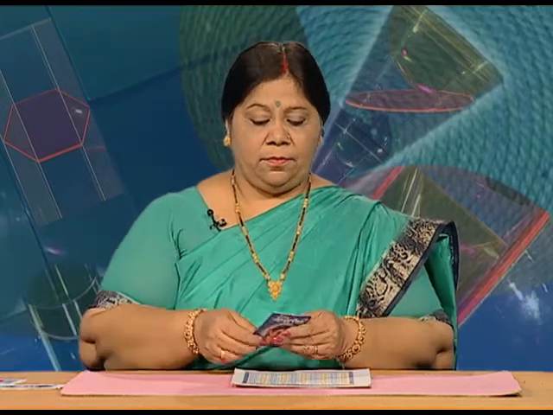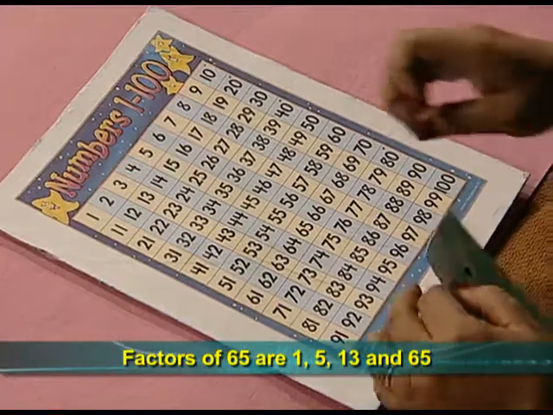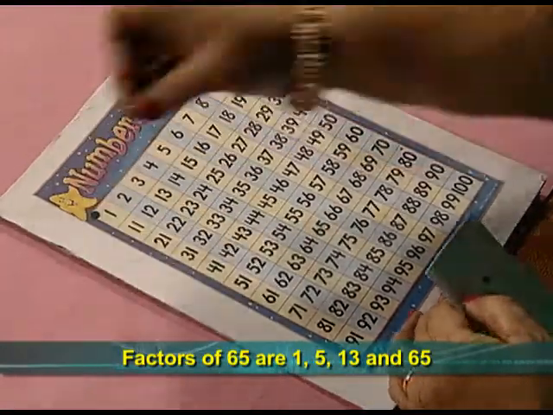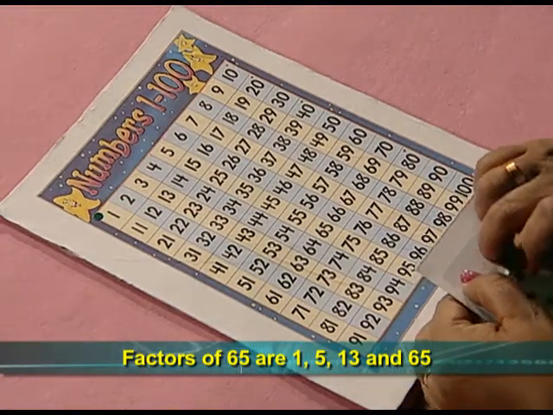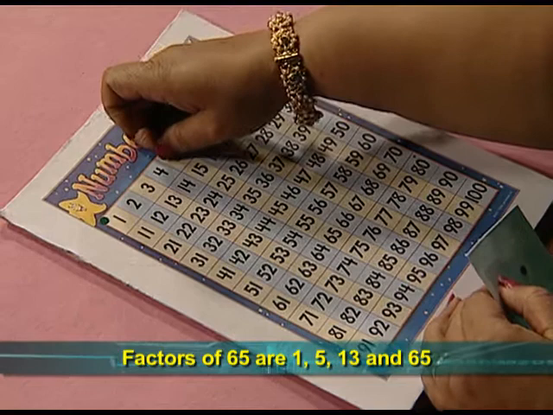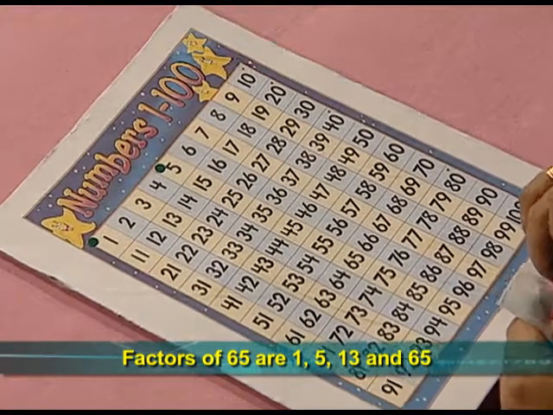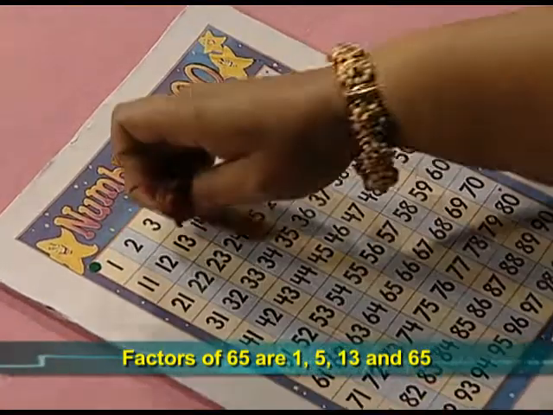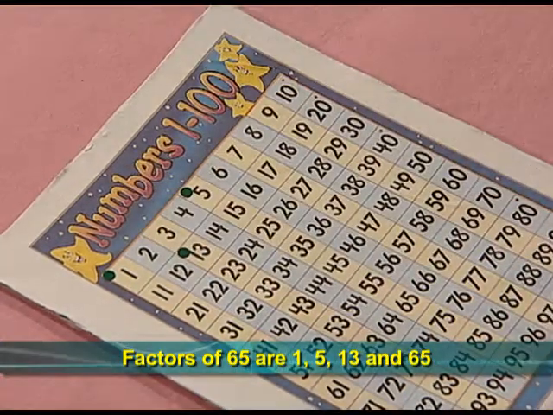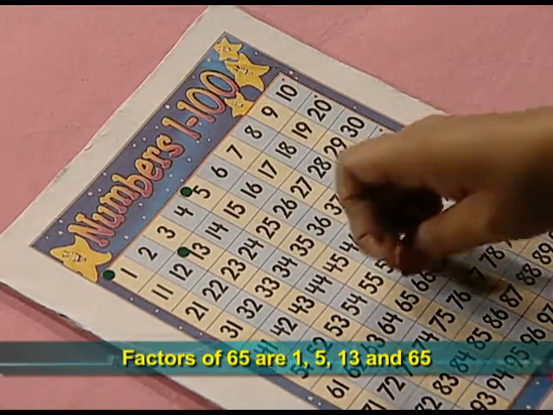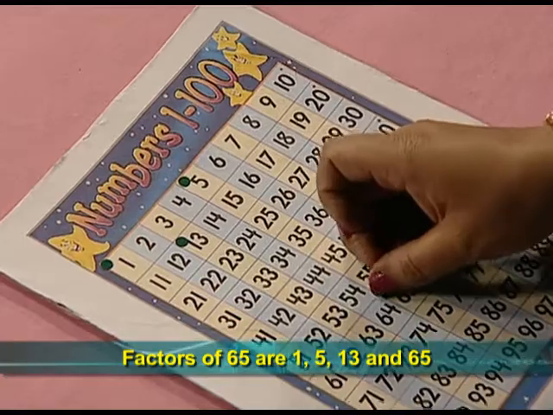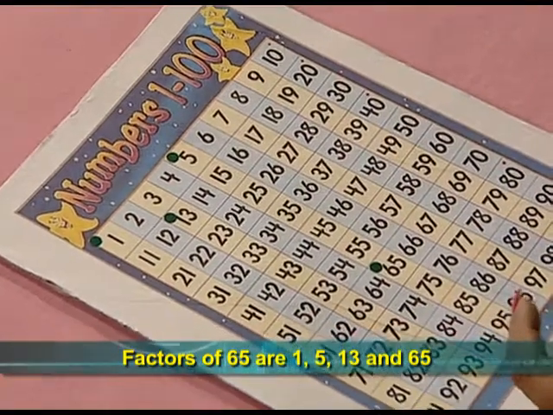As we have 65 here, we will find the factors of 65. Let us paste these green stickers on factors of 65. 1, 5, 13, and 65. These are the factors of 65.